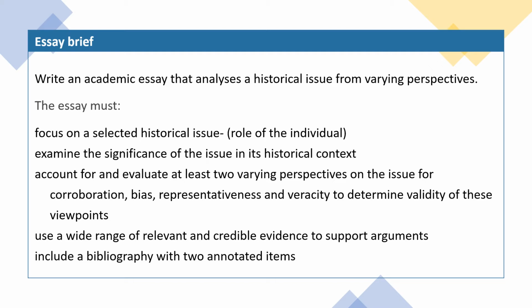The essay brief says you have to write an academic essay that analyzes an historical issue from varying perspectives. The historical issue we talk about is the role of the individual. So in this case, the essay must focus on a selected historical issue, examine the significance of the issue in its historical context, account for and evaluate at least 2 various perspectives on the individual, on the issue, use a wide range of relevant and credible evidence to support arguments, and include a bibliography with 2 annotated items.